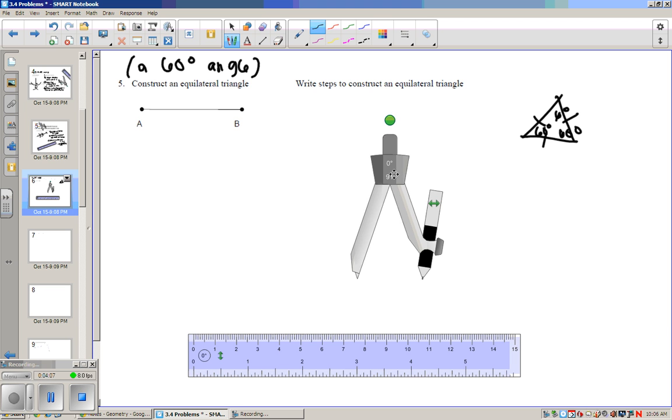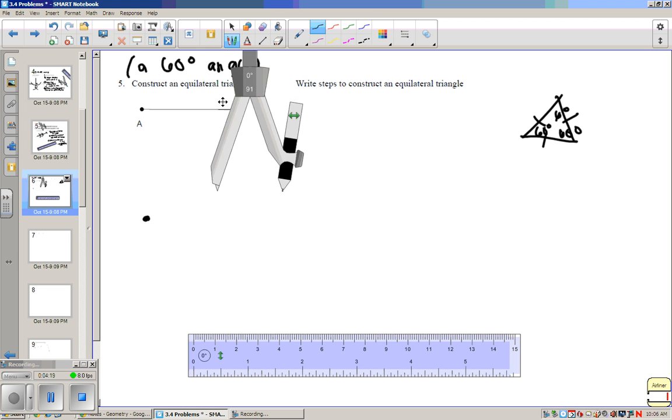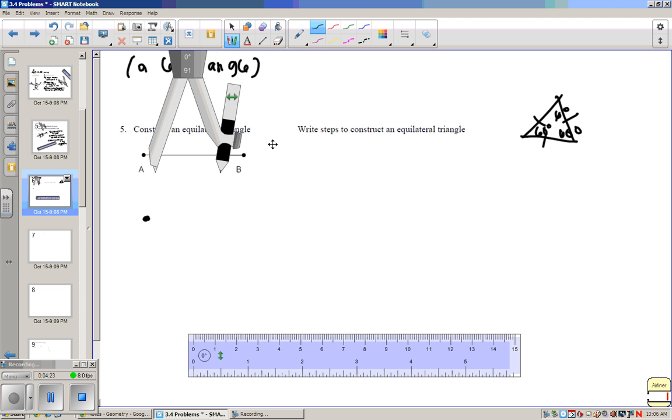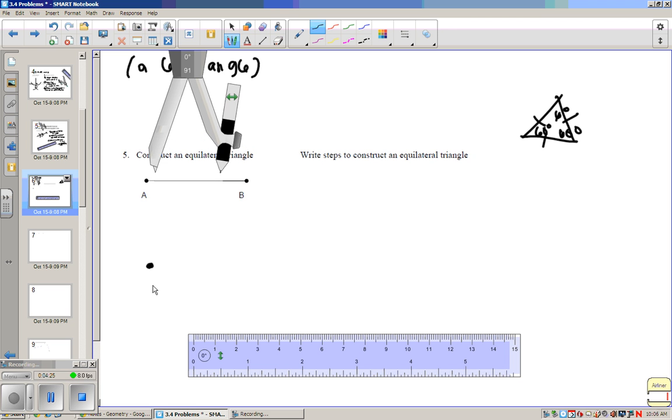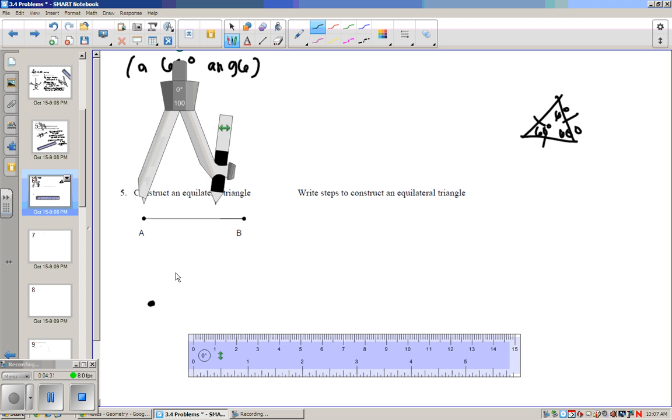So what I want you to do is to duplicate segment AB. So this goes back to 3.3. We learned how to duplicate or copy a segment. So I'm going to pick to start my point down here. And I want you to duplicate the segment. Move this down so I can see the top of my compass.